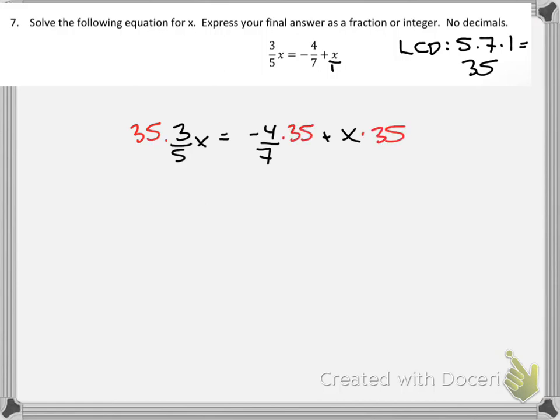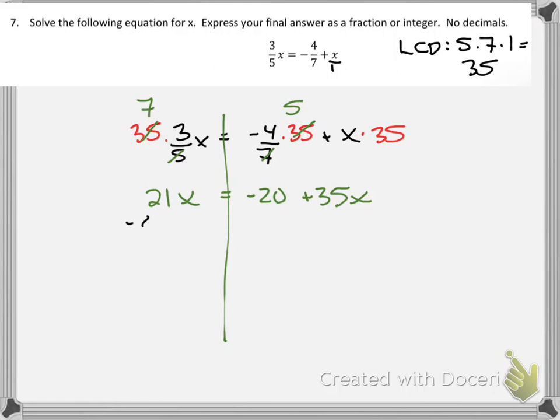Can't leave anybody out. Well, notice 35 divided by 5 is 7. 7 times 3 is 21. So we have 21x over here. 35 divided by 7 is 5. Negative 4 times 5 is negative 20. So we have negative 20 there. And then, of course, we just have 35x. So notice in one step we've gotten rid of all of our fractions, and we've made this a lot easier to solve.